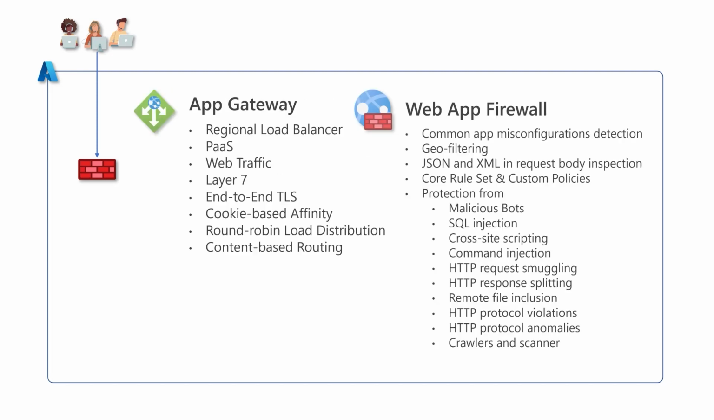Application gateways are layer 7 regional load balancers for web traffic. This is a platform as a service, and you can configure them with a web application firewall to enable protection from cross-site scripting, malicious bots, SQL injection, and a whole host of other capabilities. This service is great at securing public-facing web-based content.